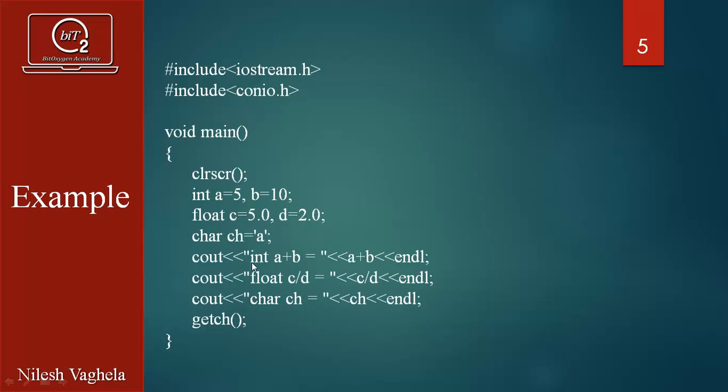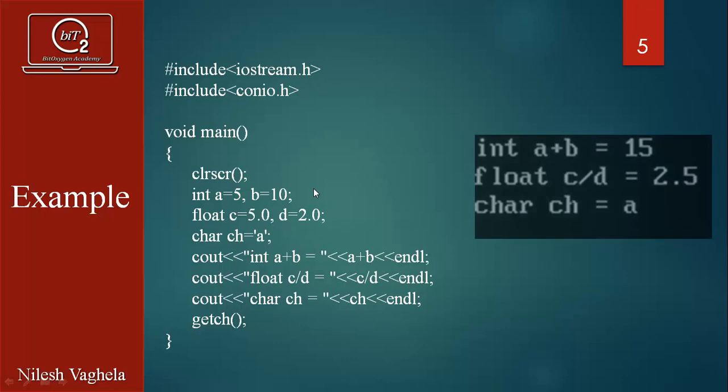This is a basic static message which is appended in cout, and it performs a plus b. Similarly, for the float values we have the division of c and d, which is c divided by d, and we are straight away printing the character a. So if we compile this program in Turbo C and then run it, we will have this kind of output.